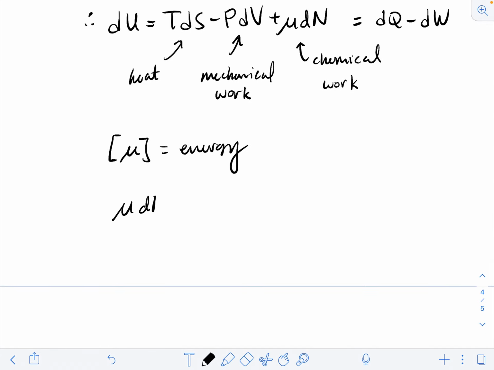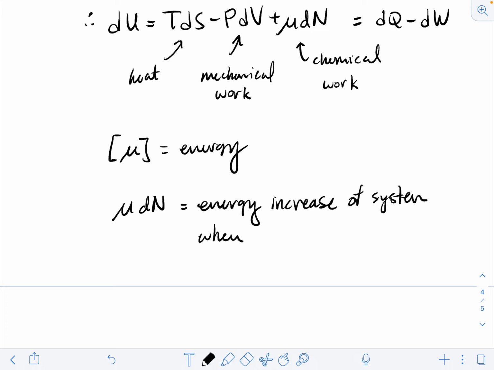And this mu dN term is the energy increase of the system when we add dN particles. Right, and so if dN was negative, then mu dN would be negative as well.